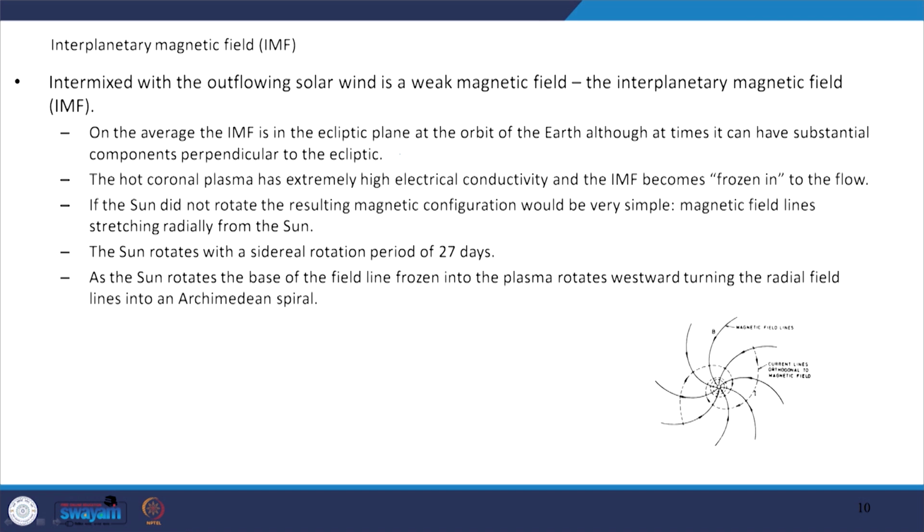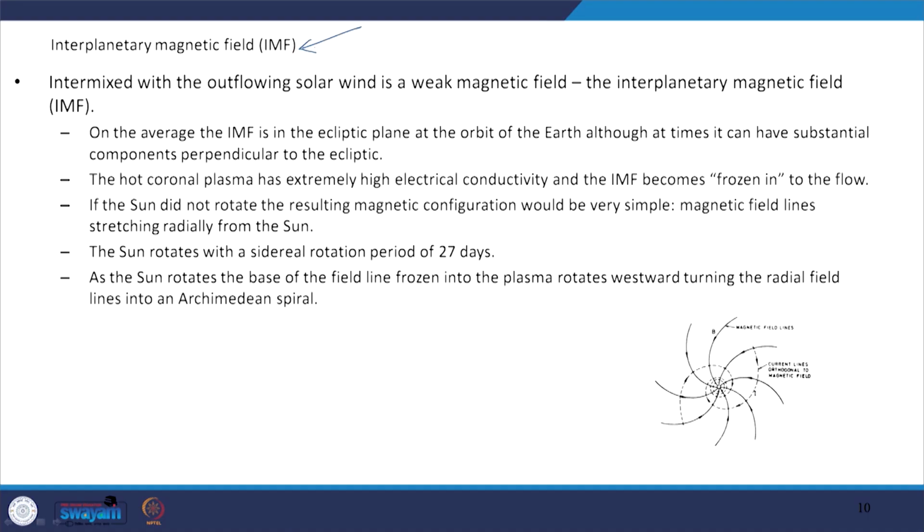Right. So, now solar wind has something that is closely associated with itself. Like I said, solar wind is a plasma intercoupled with the magnetic field, which we call the frozen-in magnetic field. So, associated with the solar wind, we define what is called the interplanetary magnetic field.